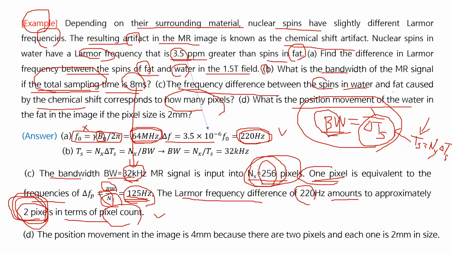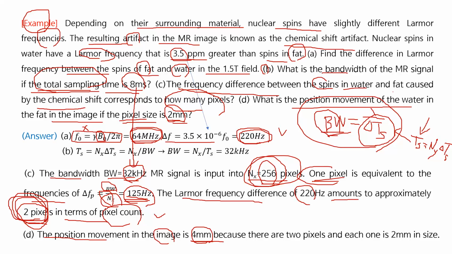What is the position movement of the water relative to the fat in the image, if the pixel size is 2 millimeter? So pixel size in the image plane is 2 millimeter. So in that case, 2 pixels correspond to what, centimeter or millimeter? Okay. So position movement in the image is 4 millimeter because 2 pixels, and each pixel has a dimension of 2 millimeter. So totally a 4 millimeter movement due to the Larmor frequency difference.